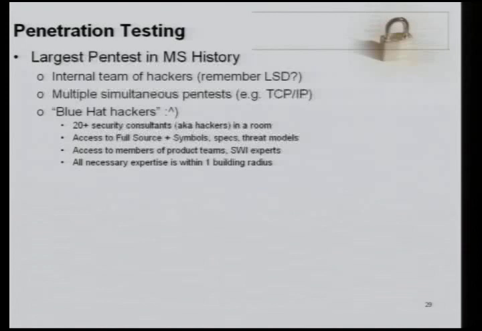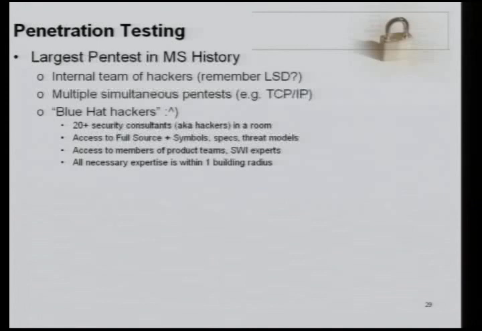And then we had what we call our Blue Hat hackers. Jim Allchin gave them this name in some press article. They really hated it, and so naturally the name stuck. These were over 20 different security consultants, basically in one or two rooms. And it's really like kids in a candy store here. They had full access to source code, full access to private symbols, specs, threat models, the whole thing, access to the product development team. Every question they ever had could be answered within a one building radius of where they were.